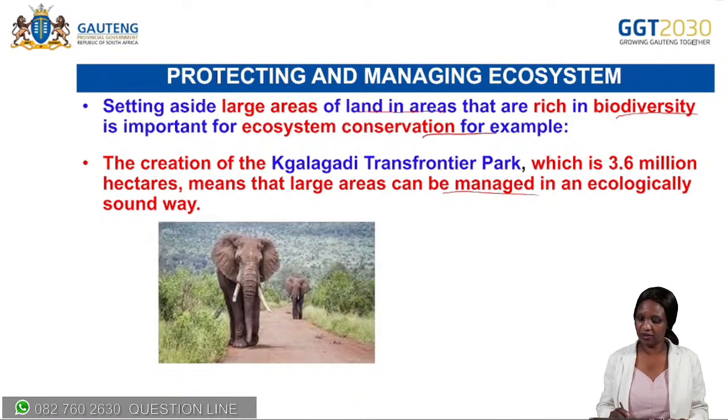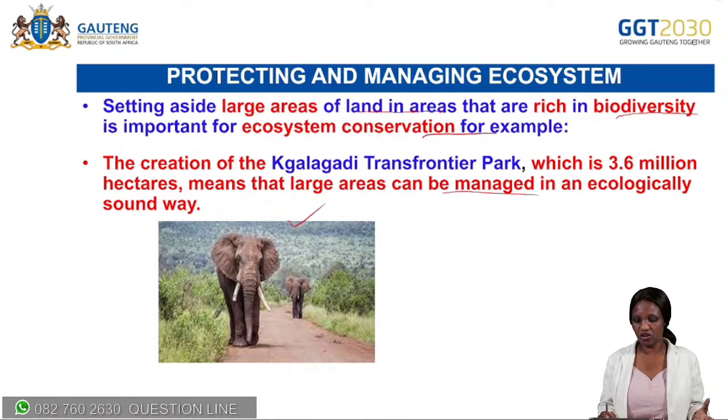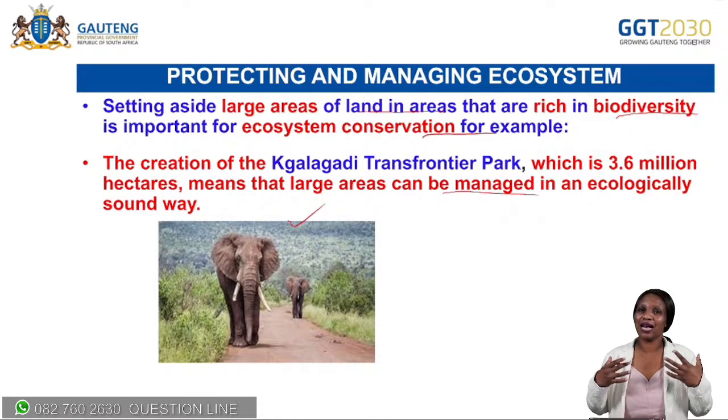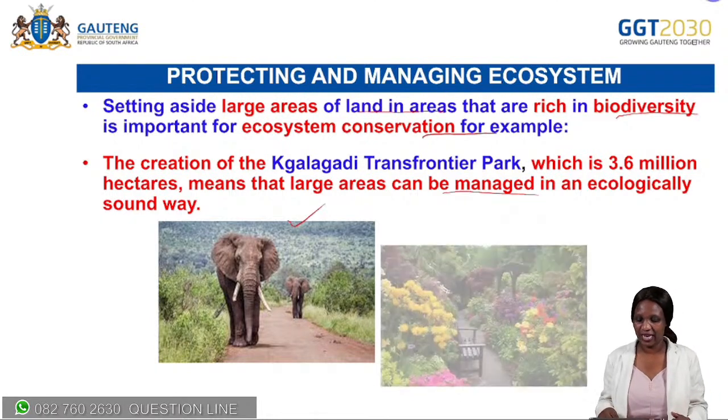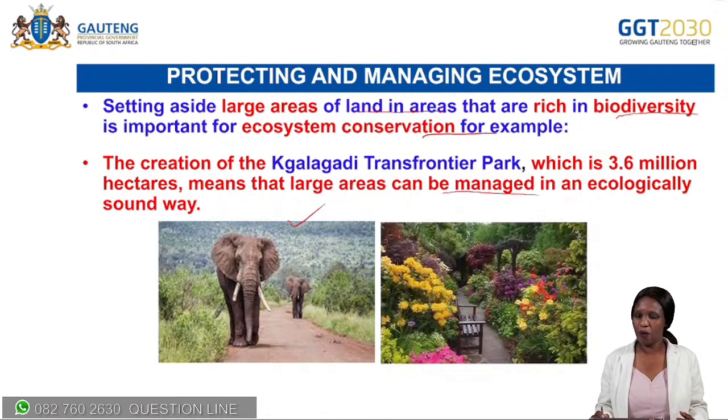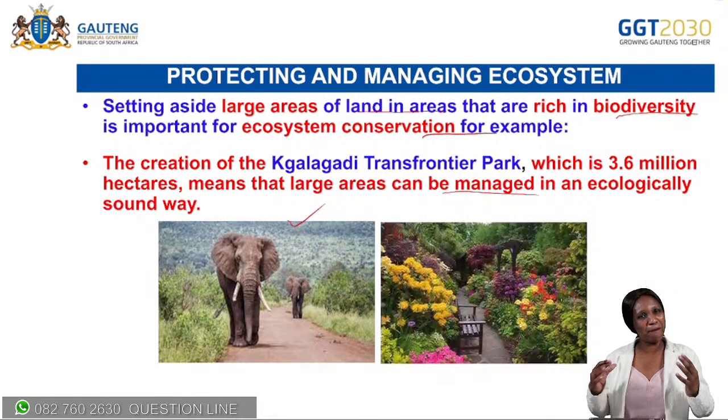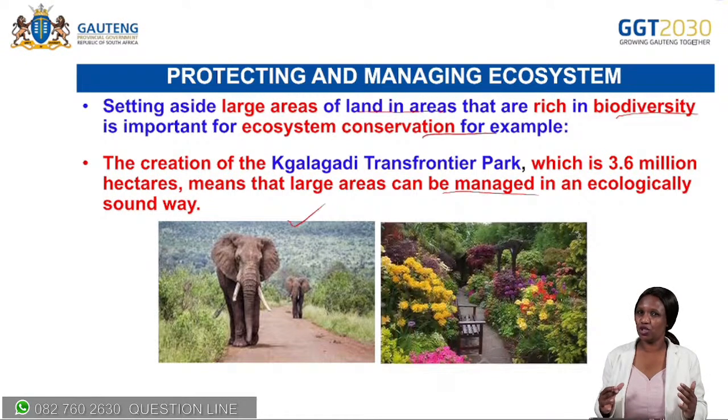Let's check these animals. We've got elephants. We've got a population of elephants. They are thriving. They are reproducing. They are healthy in their environment. Okay. And then we also have botanical gardens. We are preserving, we are conserving, we are managing these species. All right. This is how it should be. Then the earth is healthy.